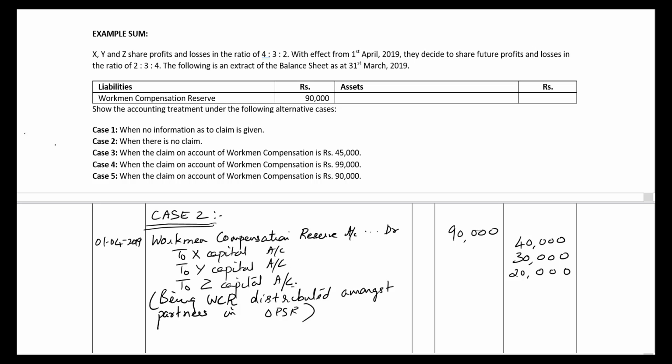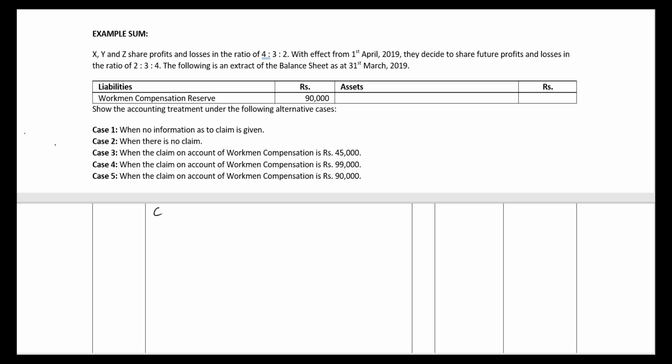Let's go to case 3. Case 3 says that the claim on account of workmen compensation is rupees 45,000. So let's see how we'll deal with this. The date again 1st April 2019. We'll debit the Workmen Compensation Reserve with 90,000.